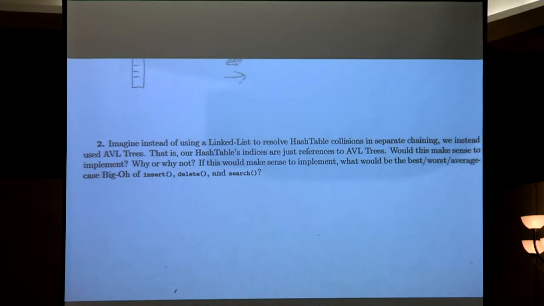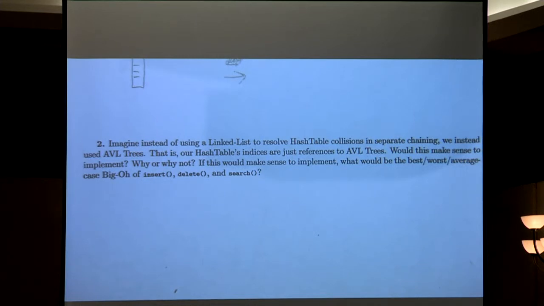Would the space complexity be different between the linked list and the AVL tree? What was that? It would need an additional pointer for every node. So the space complexity would be the same because you're going to have just as many nodes in both. But the AVL tree has an additional pointer in every single node, right?